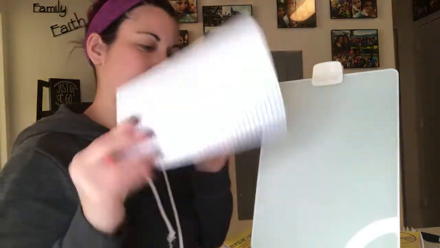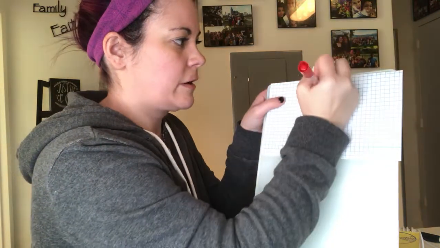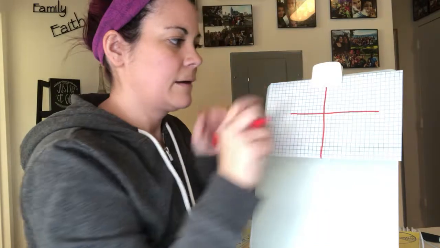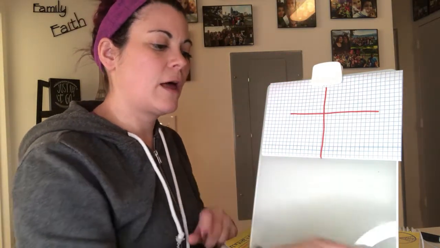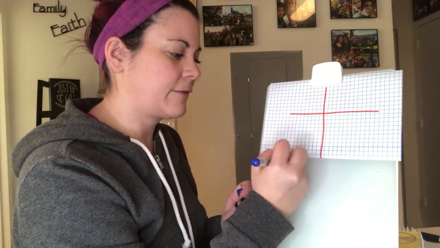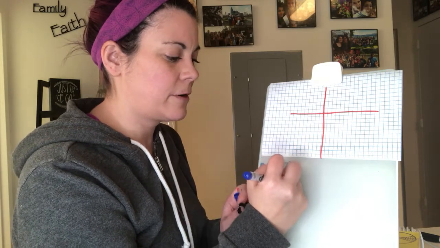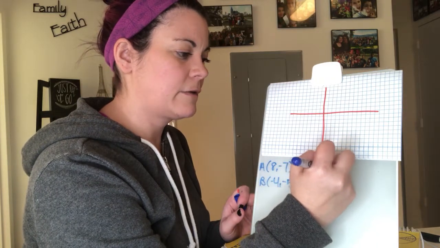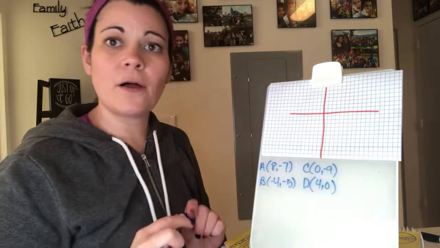Let me draw another coordinate plane here. And we are going to graph some more points. So first of all, I want to graph the point 8, negative 7, and I'm going to call that A. B will be negative 4, negative 5. C will be 0, negative 9. And D is 4, 0. So we're going to graph all these points.